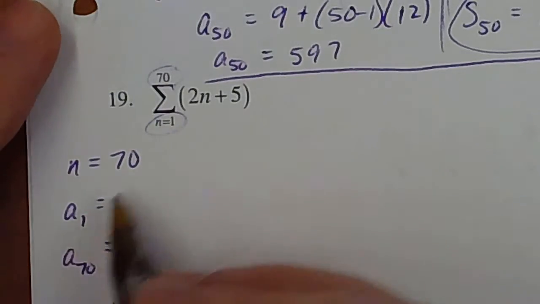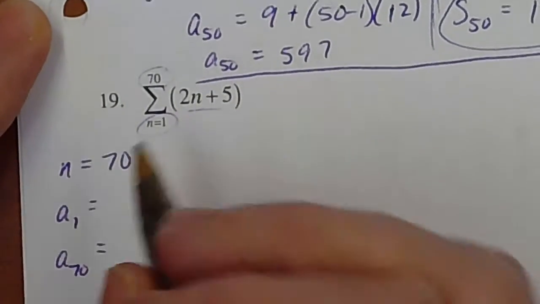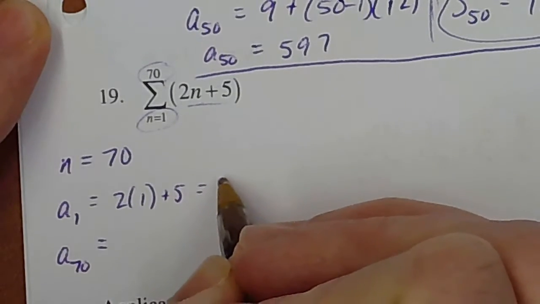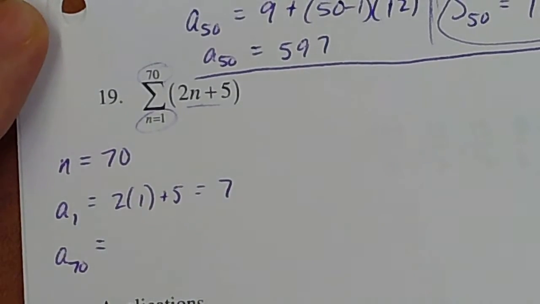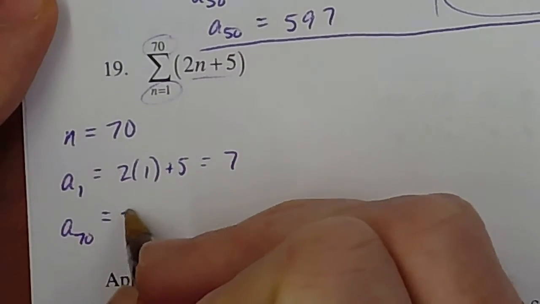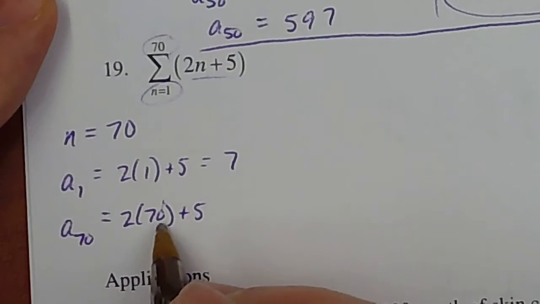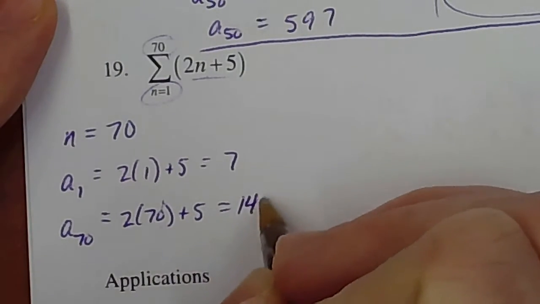All right, so how to get a sub 1? The formula is right here. So 2 times 1 plus 5, 7. a sub 70 is going to be 2 times 70 plus 5. So what's that? 140 plus 5. So 145.